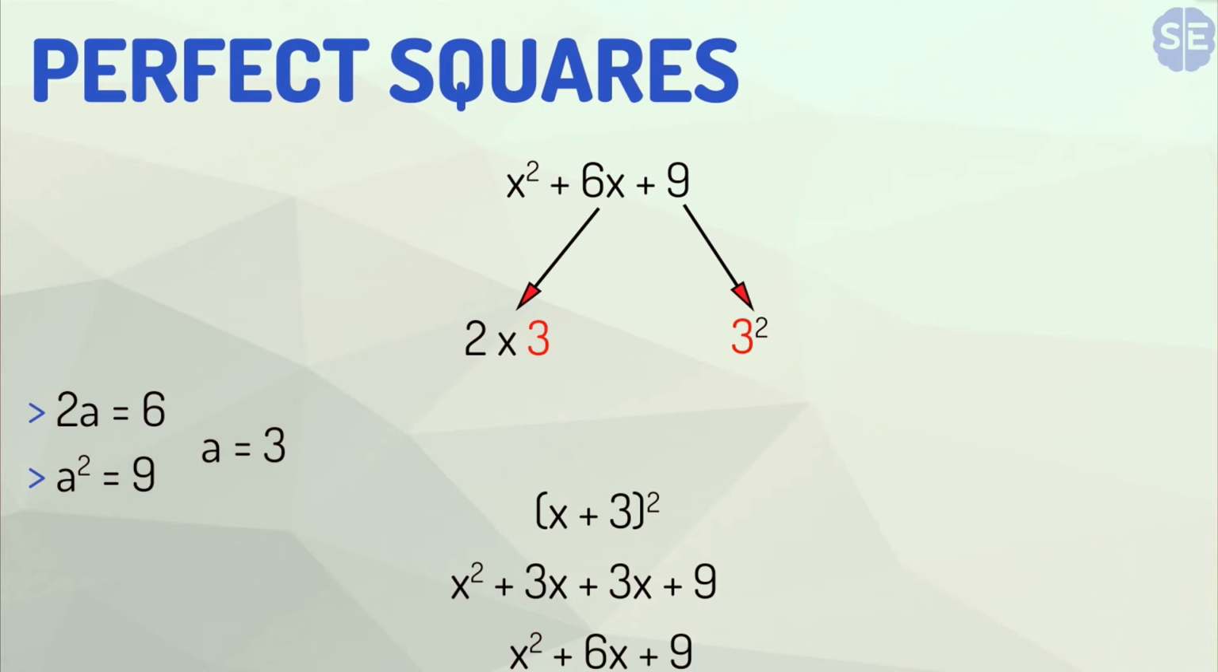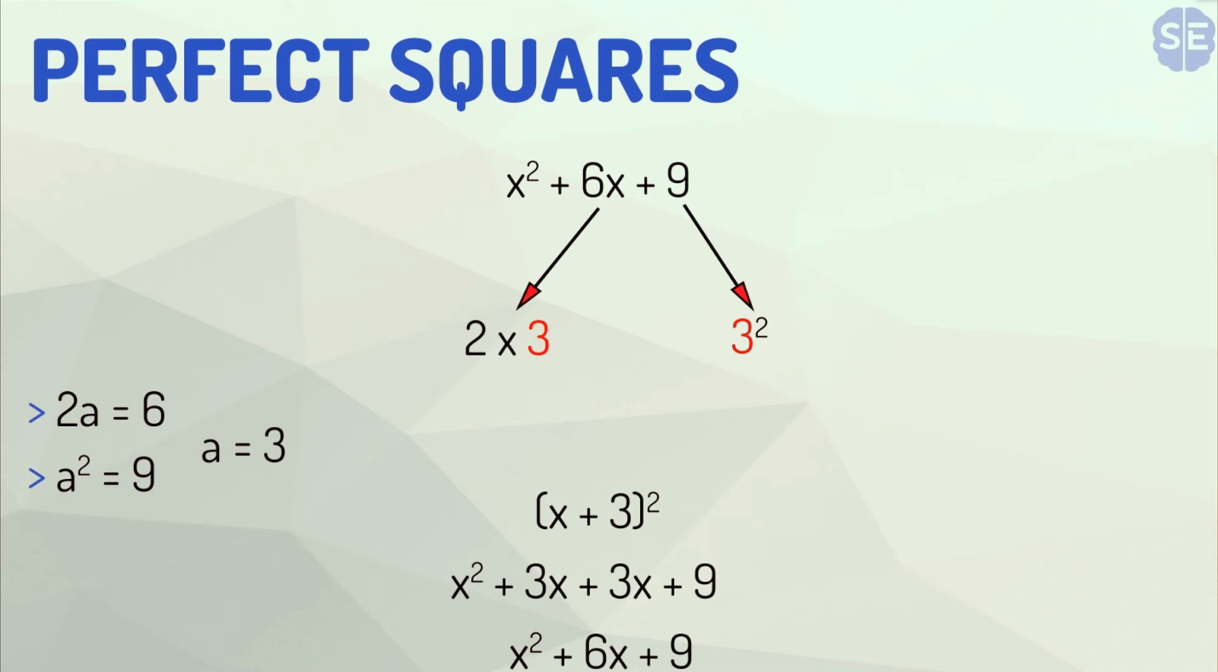For example, in the equation x squared plus 6x plus 9, 6 is 2 multiplied by 3, and 9 is 3 squared. This means that this equation fits our criteria for a quadratic that can be simplified into a perfect square. To put it into a perfect square form, we can solve for a as 2 multiplied by a would be equal to 6, or a squared would equal 9. When solved, this value of a is 3 for this equation.